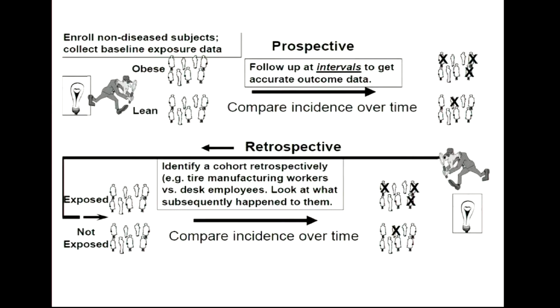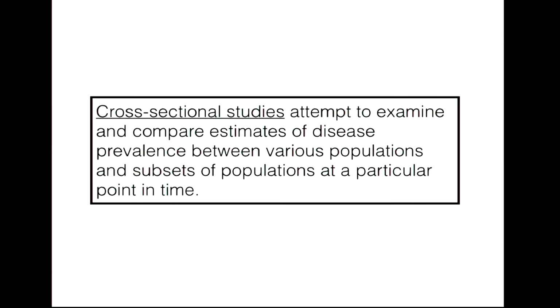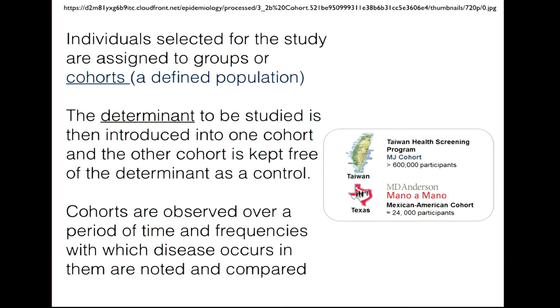On the other hand, the retrospective study, for example, here the example is tire manufacturing workers versus desk employees. So this is what we know now, this is the current understanding of them. What we would like to know is what is the nature of exposure of these employees at some previous time that led to certain mortality at some later time, or the occurrence of a disease at a later time. Cross-sectional studies are at one time, and what they attempt to do is to look at estimates of disease prevalence between various populations and subsets of populations at a particular time. So you have forward in time, backward in time, and at a particular time. These are the three ways of understanding these studies.